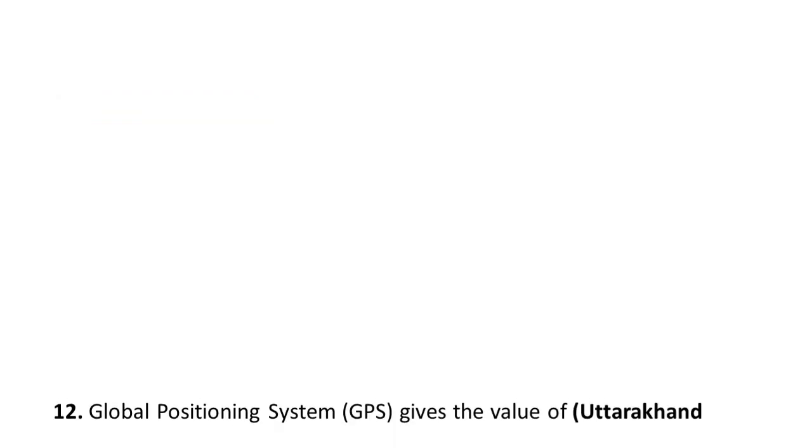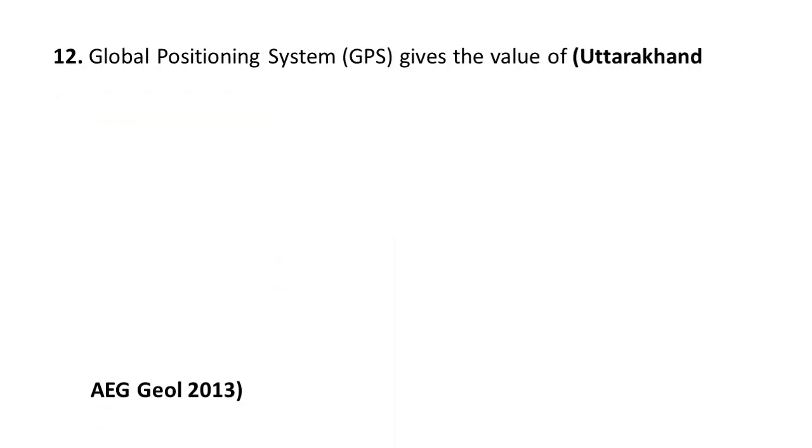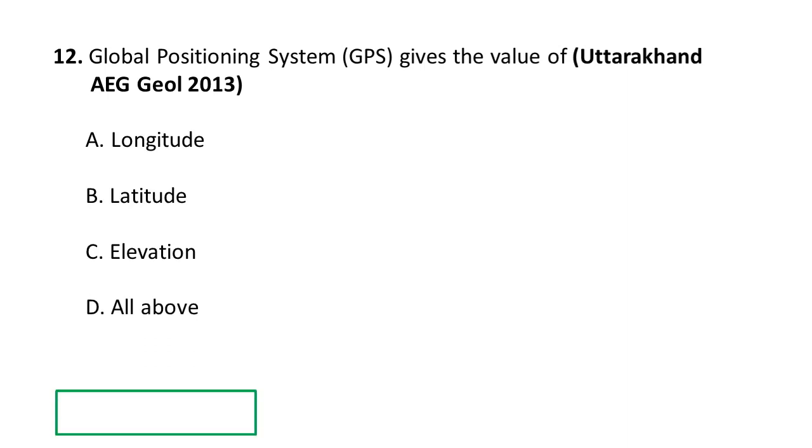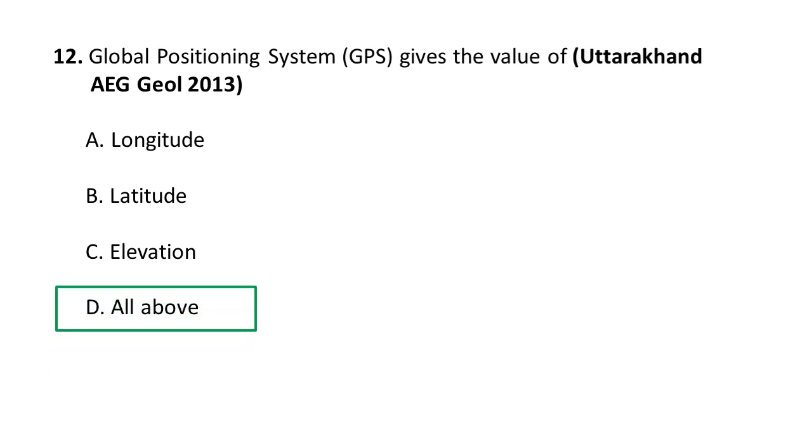Next question. Global positioning system GPS gives the value of A. longitude, B. latitude, C. elevation, D. all above. So global positioning system GPS gives the value of longitude, latitude and elevation. So that's why D is the correct option.